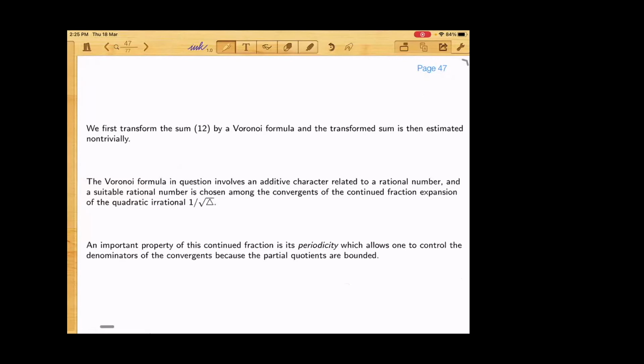And the Voronoi formula in question involves an additive character related to a rational number. A suitable rational number is chosen among the convergents of the continued fraction of the quadratic irrational 1 by square root of delta. This is because for a quadratic irrational the continued fraction is periodic, which allows us to control the denominators, because the partial quotients are bounded.